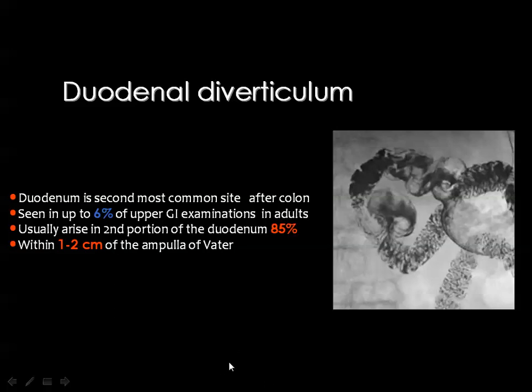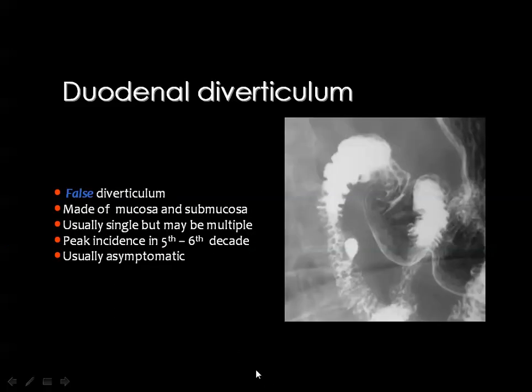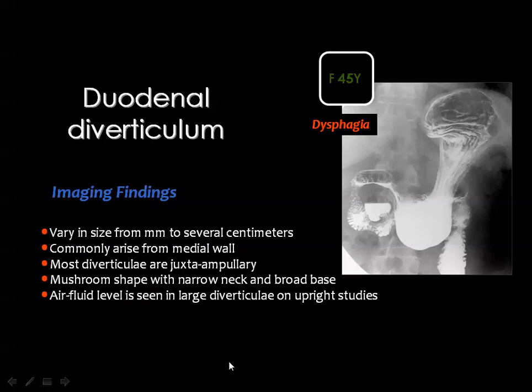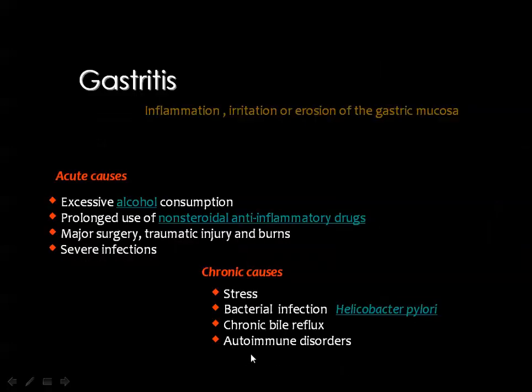And this is a small duodenal diverticulum which is located in the second part of the duodenum, and this is also a large duodenal diverticulum which is seen in the third part of the duodenum. And in cases of large diverticula, you may see an air fluid level, as you can identify in this particular case.